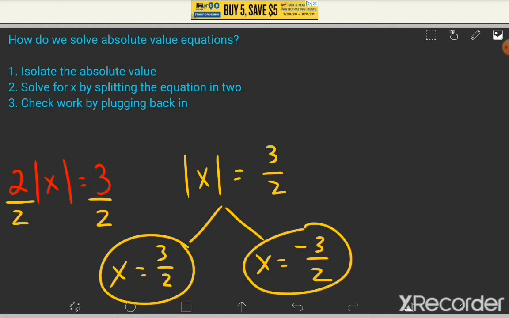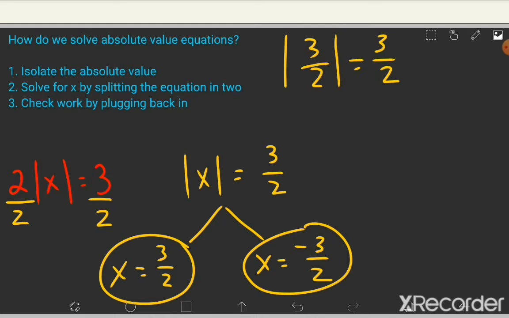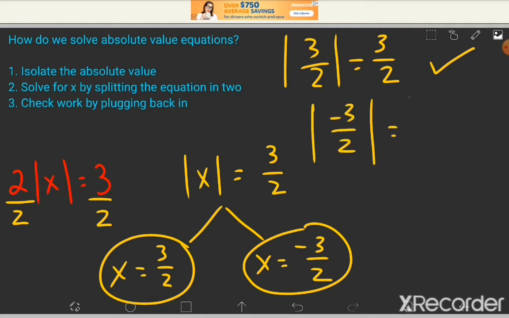And now we have to check our work by plugging it back in. So let's plug it back in up here. The absolute value of 3 divided by 2 is equal to 3 divided by 2. So that would be the distance of 3 divided by 2 from 0 is 3 divided by 2, which is correct. And let's check our second solution. The absolute value of negative 3 divided by 2 is equal to 3 divided by 2. And that is also correct.